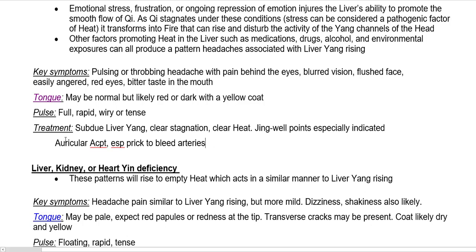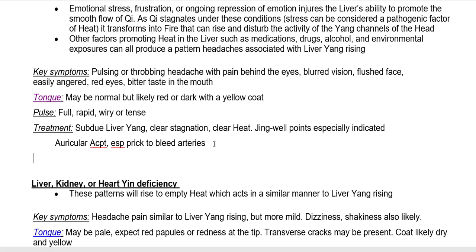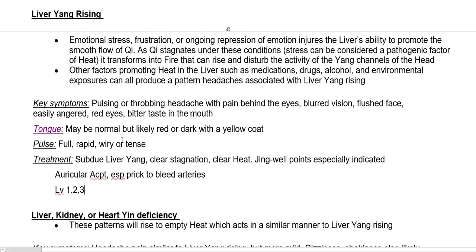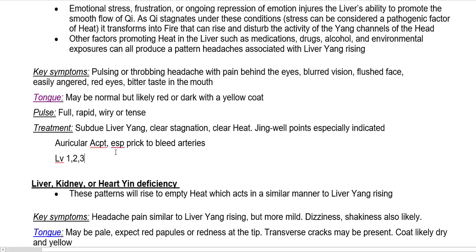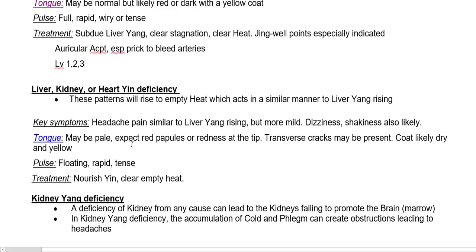One of the things I often do to subdue liver yang, if we've got a full heat pattern, is use the Jing Well points. Yes, I would say I almost always do these. I also really like, in these situations, Liver 1, 2, and 3 as ways to clear heat from the liver. That's really what we're focusing on, and these tend to work pretty well. Usually if we see someone in a fairly acute liver yang rising headache, we can clear enough heat to get them pretty good relief. Okay, so that's liver yang rising as a pattern.